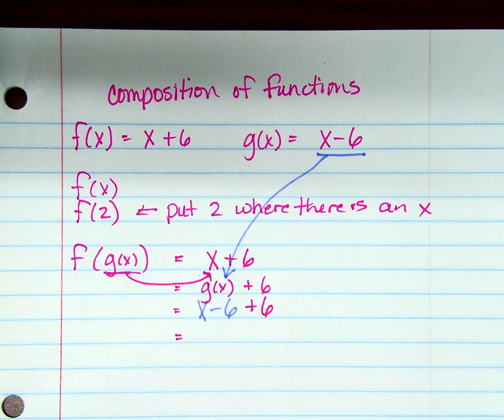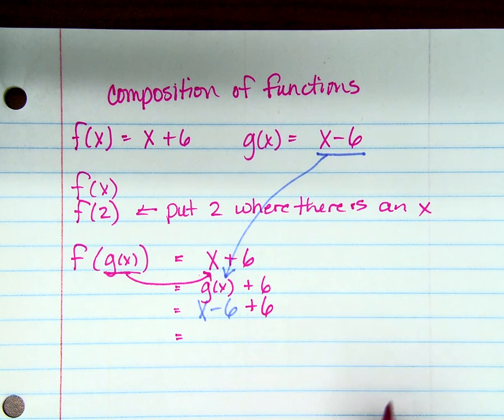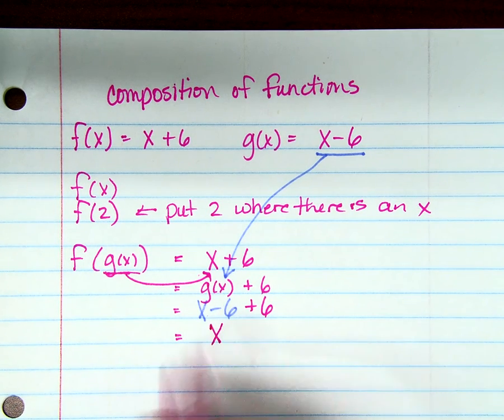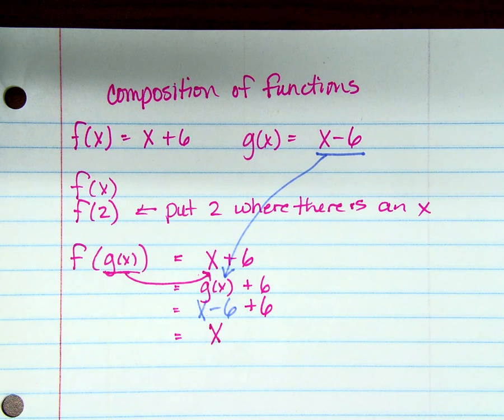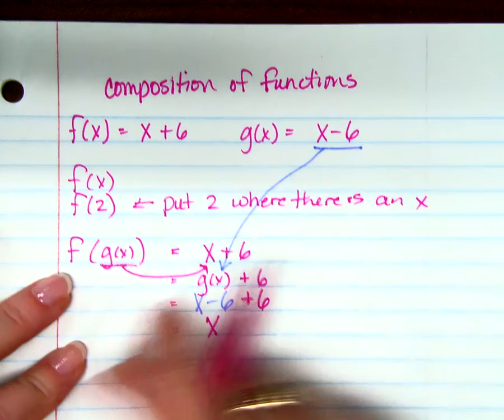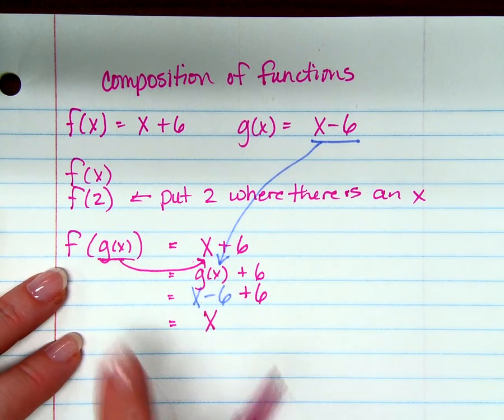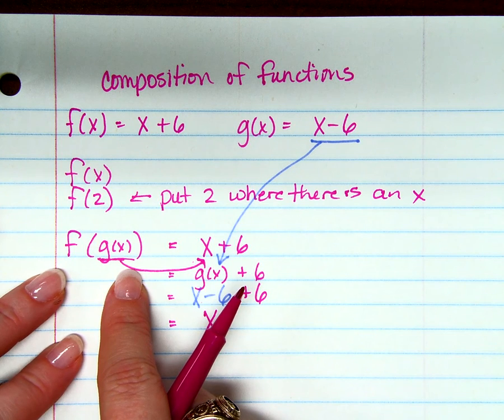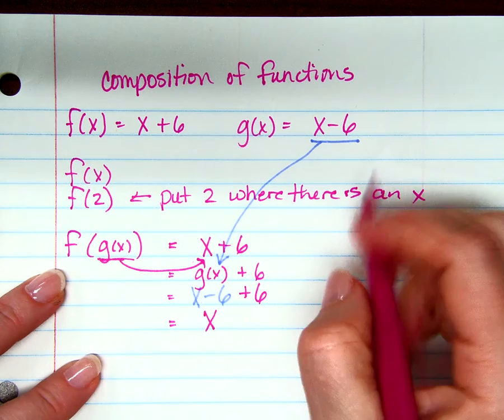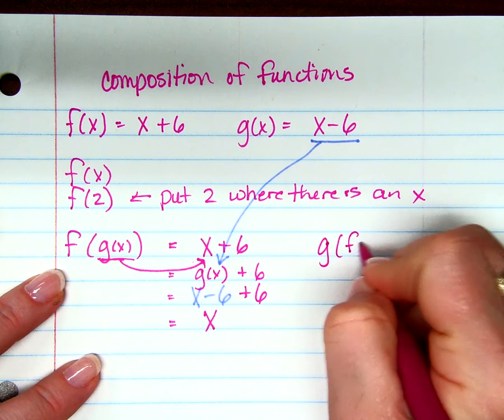You okay with that? Can you simplify that any? Yeah. Just x, because negative 6 and positive 6 is just x, right? Well, that's the first part, is doing f of g of x. What do you think the second part is? G of f of x.